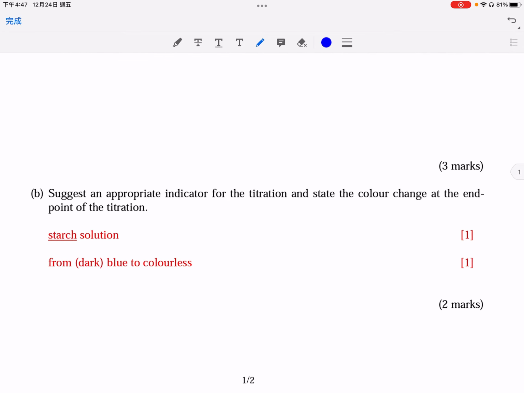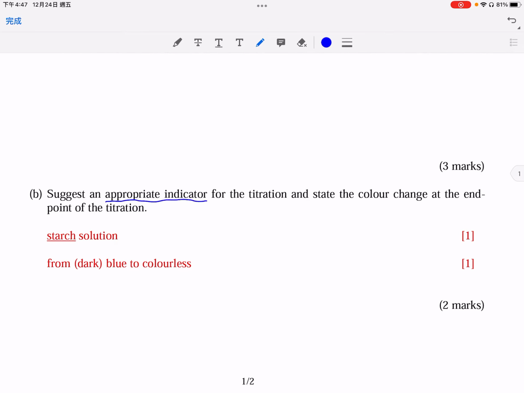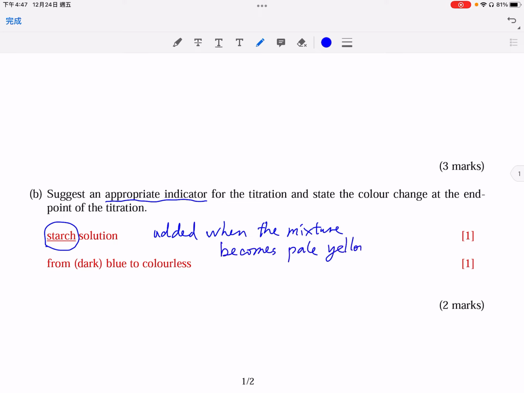Part B. The appropriate indicator actually is starch. Just to remind you here, the starch should be added when the mixture becomes pale yellow. So this is very important. Of course, this is not required in this question, but just to remind you, this is so important. Probably DSE may ask a question on this. And the color change at the end point is from dark blue to colorless.